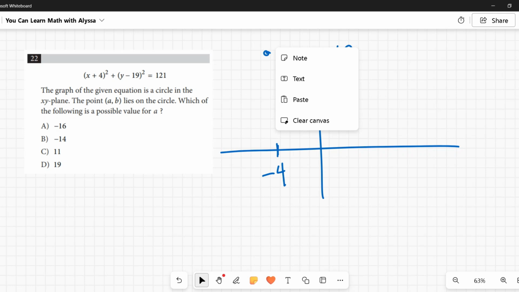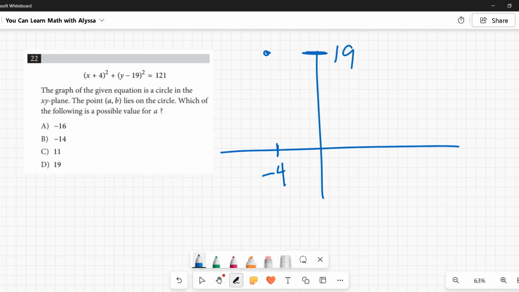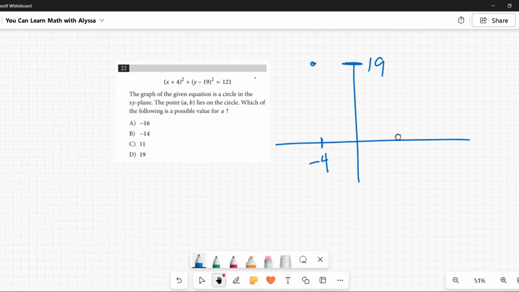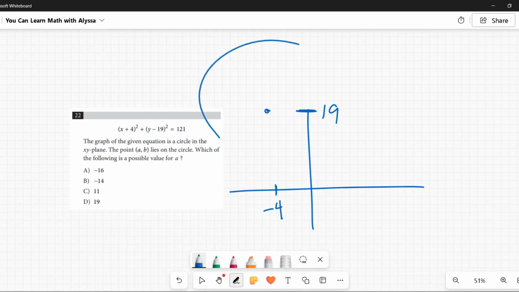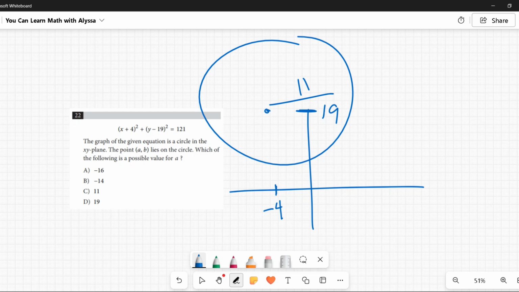Okay. And I also know that the radius comes from here, 121. That is the radius squared. So if I take the square root of 121, I get 11. So I know this circle has a radius of 11. Does it matter that I haven't drawn this very well at all? Not really. This is just for me to visualize so I know what's going on.